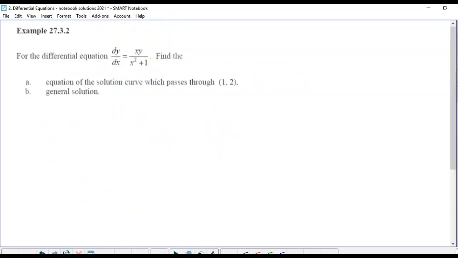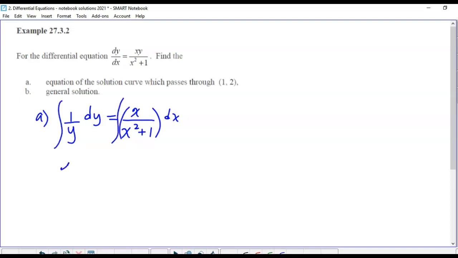Next one, the differential equation is given there, so it's in terms of x's and y's. Find the equation of the solution curve which passes through a certain point. So that means we can find a c value, and then the general solution. Okay, so in terms of c, which we can replace to make it a little bit simpler if possible. So part A, we want to get the y to the left, so that'd be 1 over y dy equals, and we've got x over x squared plus 1 dx.